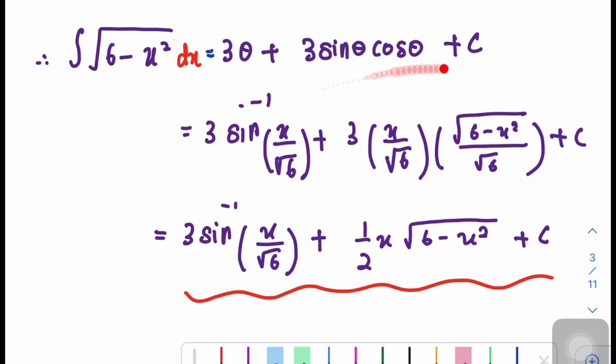So let us simplify our answer here. The first part is ready. So just rewrite it back. This part here is not ready yet. So root 6 times root 6 is 6. So 3 over 6, this is just 1 over 2. So this is 1 over 2 x times root of 6 minus x squared plus c. Therefore, this is our final answer. So don't forget, when you do trigonometric substitution, make sure the final answer is in terms of your original variable, which is x. So that's the end of example 1.